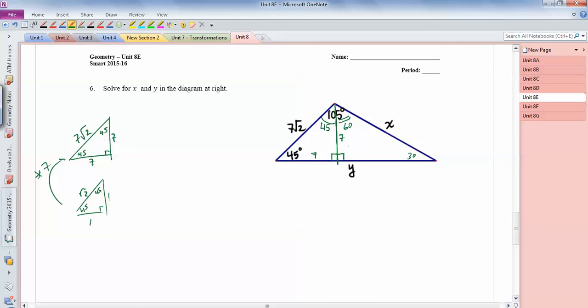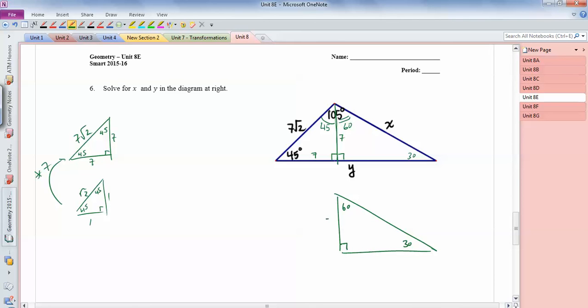Now the mistake a lot of students want to make is they want to say, we'll use the up-down theorem. 7 over 7 equals 7 over this side right here. You can't use the up-down theorem because the big angle on top is not a right angle. So you've got to figure out another way of doing it. So that's why over here we'll use the 30, 60, 90 theorem.